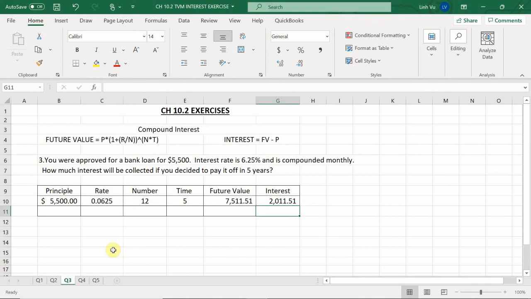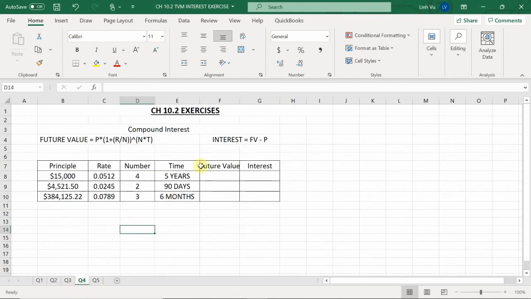So again, this will definitely benefit you more if you have Excel readily available to you. Once again, we're going to practice that formula in the next scenario. We know that 90 days is equivalent to 0.25 of a year, while 6 months is 0.5 of a year. So therefore, let's go ahead and solve for the following scenarios.